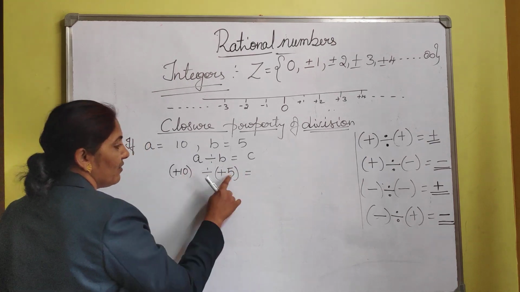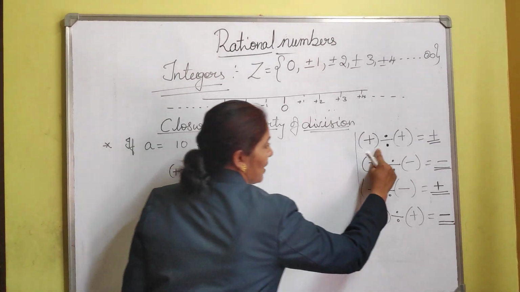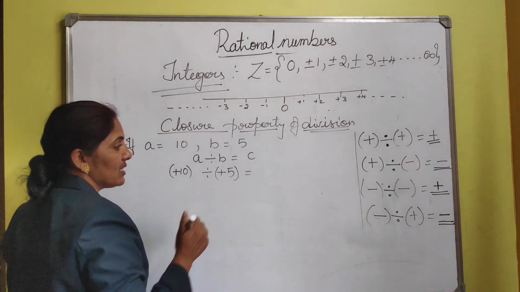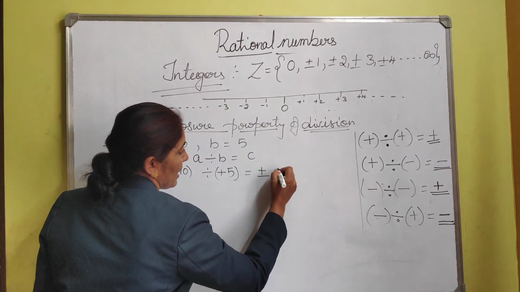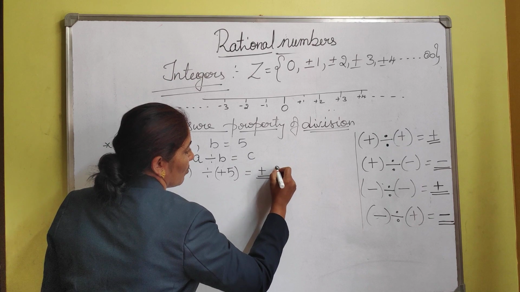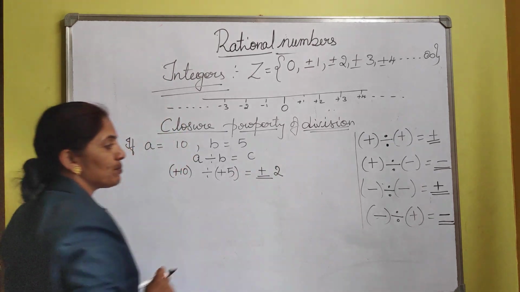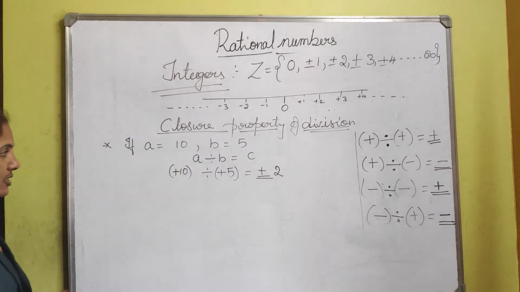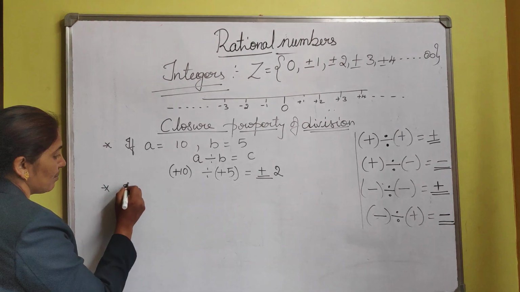So, when I divide any two like integers, plus divided by plus, the quotient obtained is, again, what is the quotient obtained? Again it is positive.